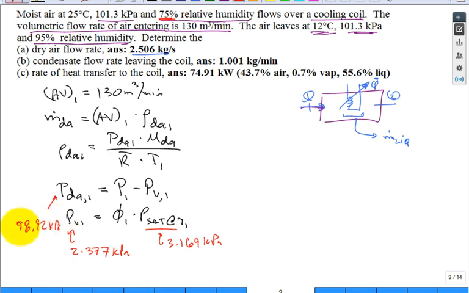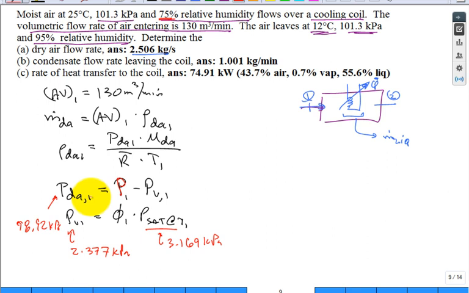Hey, Professor, if I just put in the 101.325, would that have been such a big error? Well, no, not really. It would not be that big of a numerical error, but it's conceptually an error. P1 is close to the dry air pressure at 1, but it's not exactly the same. Okay. And then we get the density.